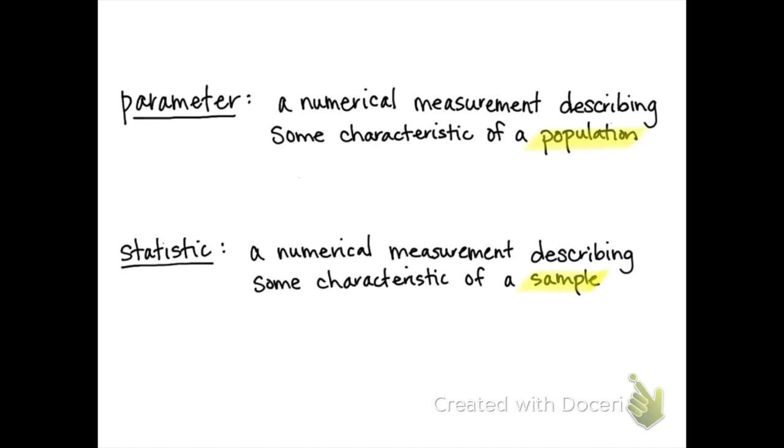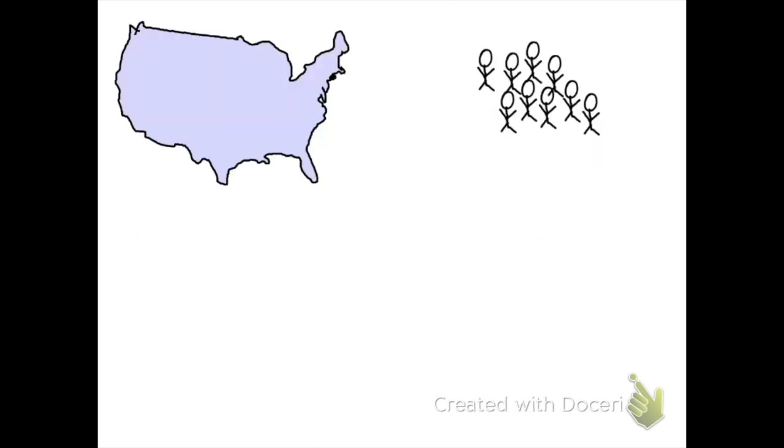The word statistic is more widely used because a statistic is easier to find than the value of a parameter. Let's look at an example. Suppose that our population is the population of the United States. So here's our population, all people in the United States, and that is about 330 million people.